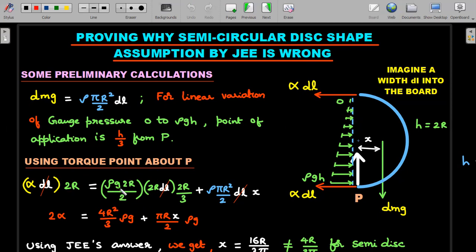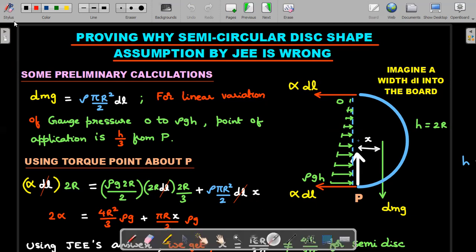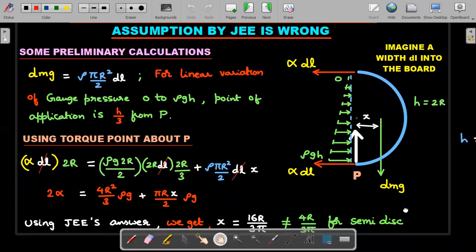You could see what I have written, rho gh by 2, which is the average value of this pressure, multiplied by area, which is 2r into dl, but placed at a position of h by 3 from P. That's why 2r by 3. And cancel dl's throughout and rearrange to get the value of that x for this to be true. Torque balance has to be true if JE is assuming it to be a disk, right?